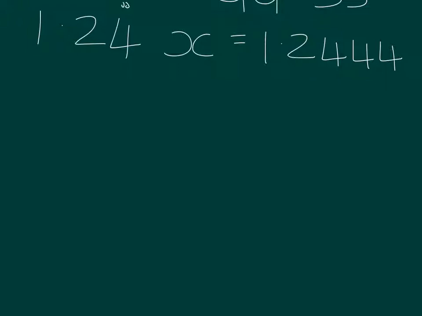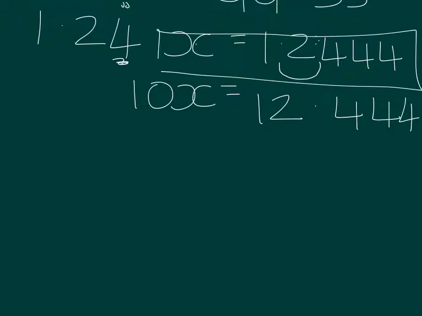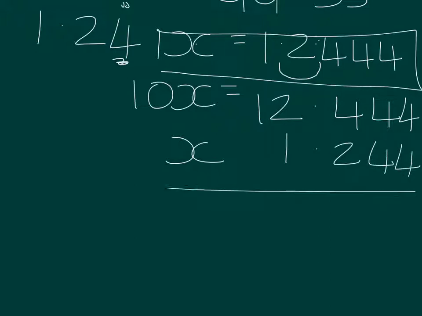Now, because there's only one digit that's being recurred, we're going to multiply by 10, okay? And I'll explain that to you again later. So 10x is equal to, so we've got to multiply this one by 10 because we've multiplied the x by 10. So that means we only have to move the decimal 1 spot. So now it's 12.444. Okay, we're going to take x with us and subtract it. So we're going to go x, and we're going to go 1.244.